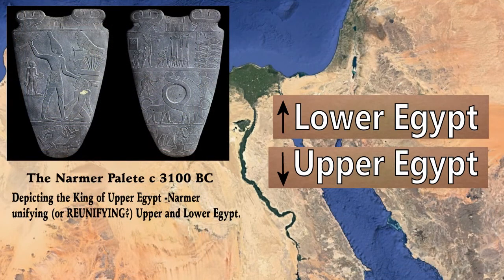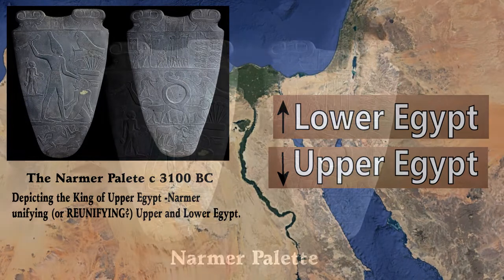So let's go back in history to the year 3100 BC. The very well-known Narmer palette depicts King Narmer, the king of Upper Egypt, unifying, or I would imply reunifying, both Upper and Lower Egypt, these two distinct environmental and cultural areas.